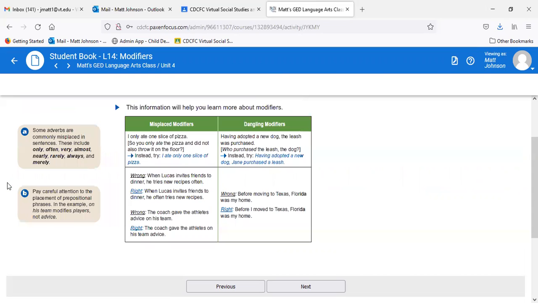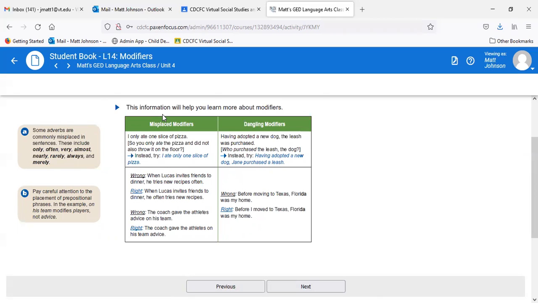So our next page here, we'll see where we have to put those and how to use them. A misplaced modifier, in this case, their example is, I only ate one slice of pizza. And that's a little bit confusing. What it's saying is you only ate the pizza and did not throw it on the floor. It's confusing as to what happened to the rest of the pizza. So to correct that, only needs to go before one slice. So instead you say, I ate only one slice of pizza.